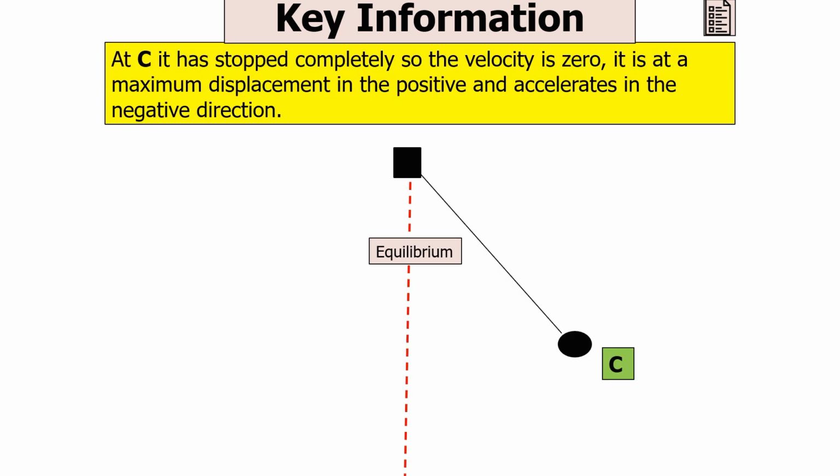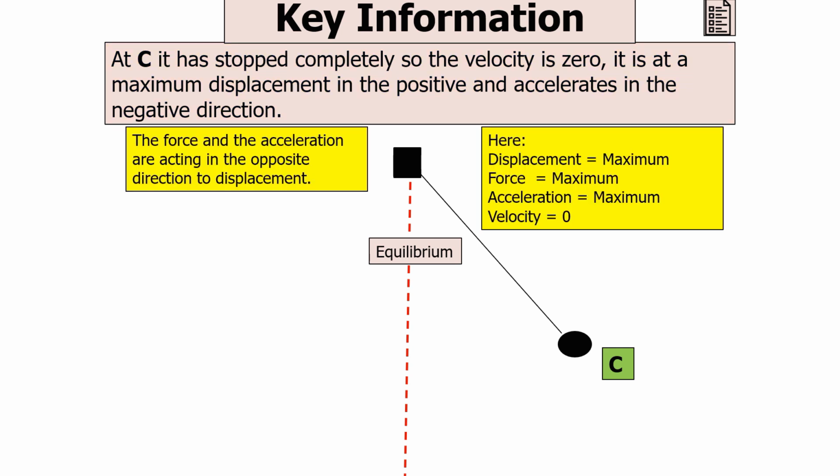Now at C, it has stopped completely, so its velocity is 0, and it's at a maximum displacement in the positive and accelerates in the negative direction. Once again, we know the force and the acceleration are acting in the opposite direction to the displacement. So the displacement is at a maximum, the force is at a maximum, the acceleration is at a maximum, and the velocity is at 0.